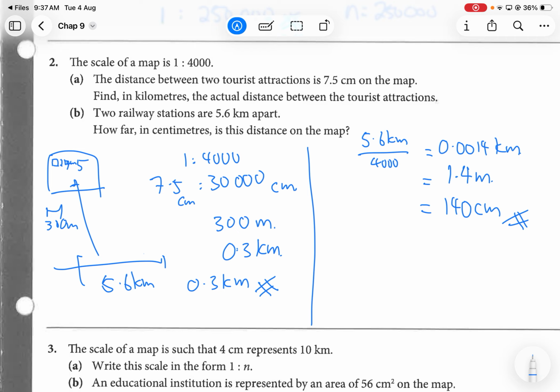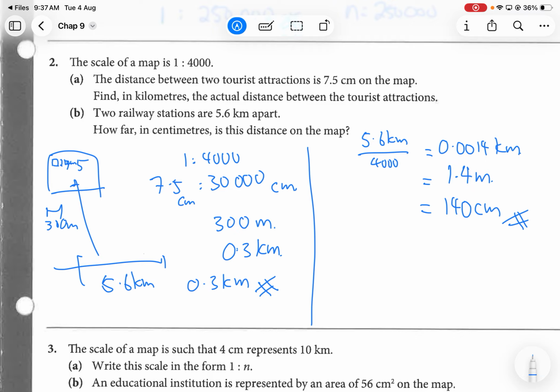It means that 4 cm is to 10 kilometer. But when I want it to be in this form, I want no unit and I want 1 on the left. So if I don't want any unit, it means I must make both sides the same unit. So again, it is back to converting.